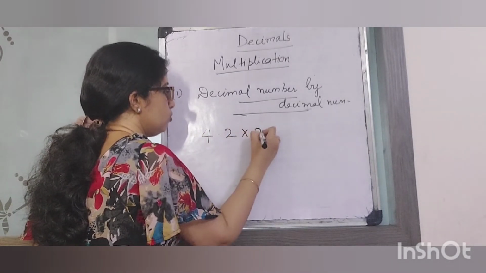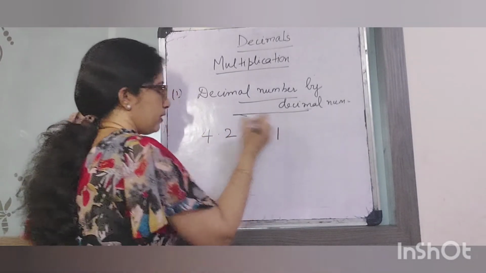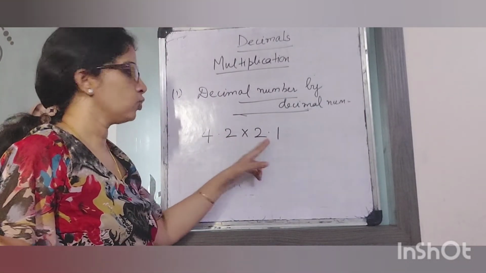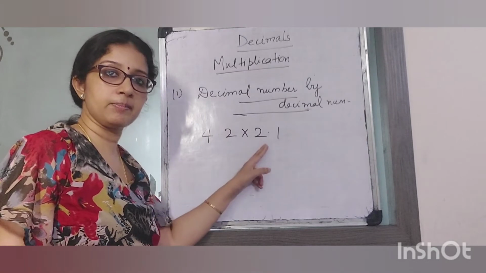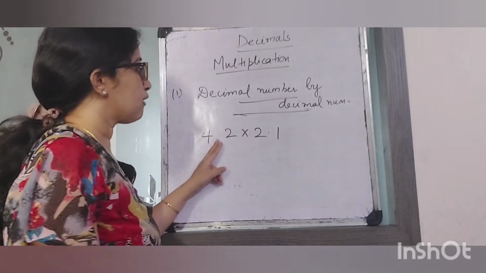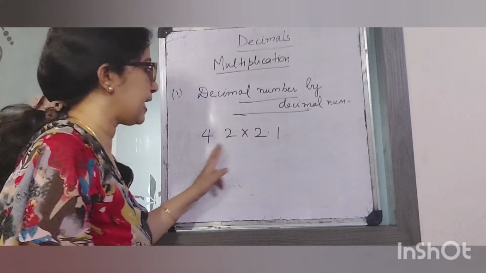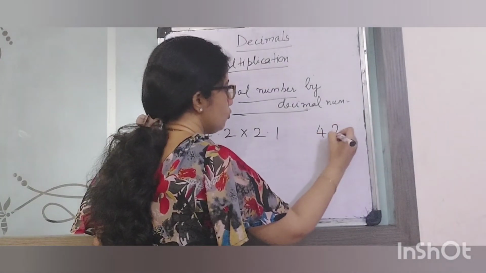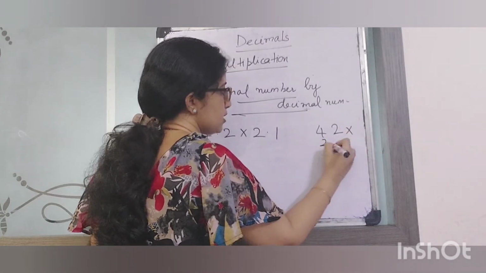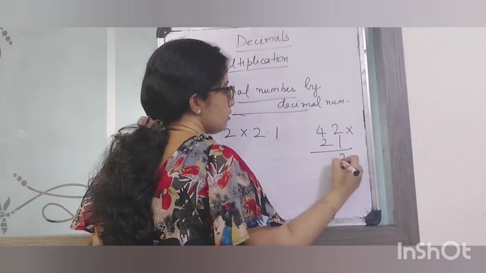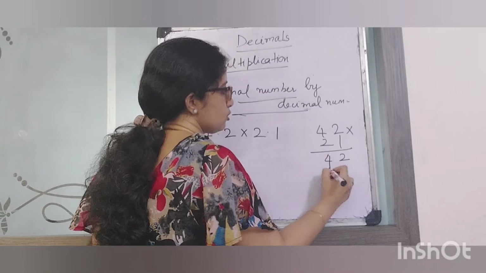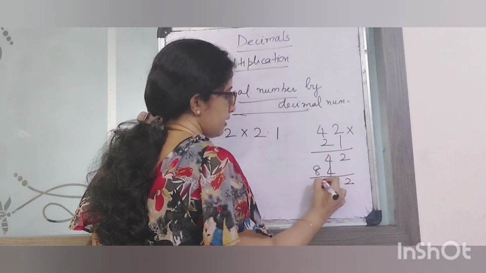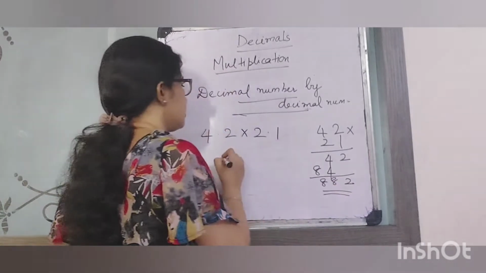0.2 into 2.1. Okay. So here also we have two decimal numbers which have to be multiplied. So what should we do? We should first ignore the decimal point and directly multiply the two numbers, that is 42 into 21. 2 2s are 4, 4 2s are 8, 882.